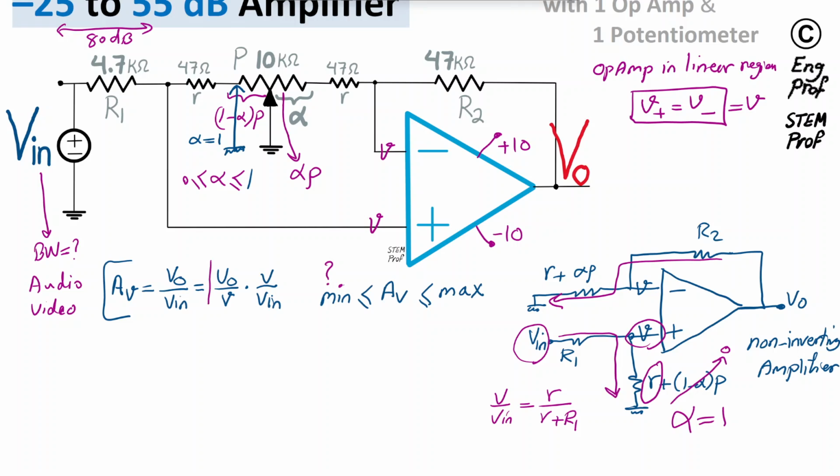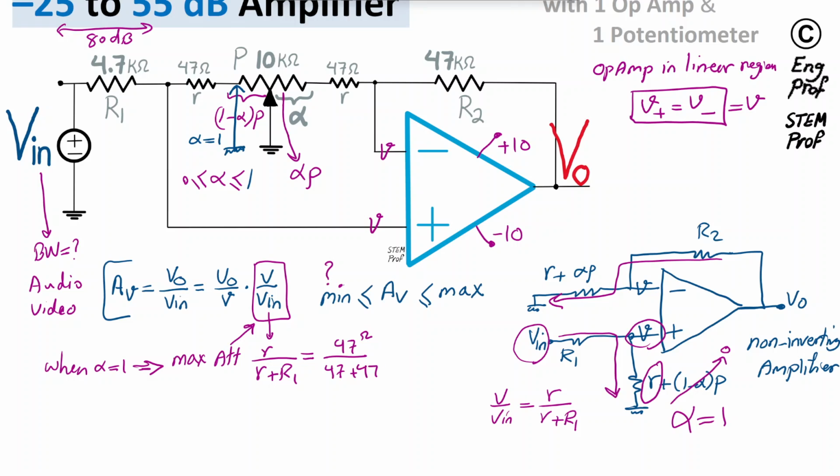Okay, so we get basically a heavy attenuation from this portion. So let me put it this way. When alpha equal to 1, we get maximum attenuation from this part, which in this scenario is R over R plus R1, which is 47 ohm divided by 47 ohm plus 4007 ohm, which means 1 over 101. So we are attenuating the input signal by roughly 1/100th to get to this node.